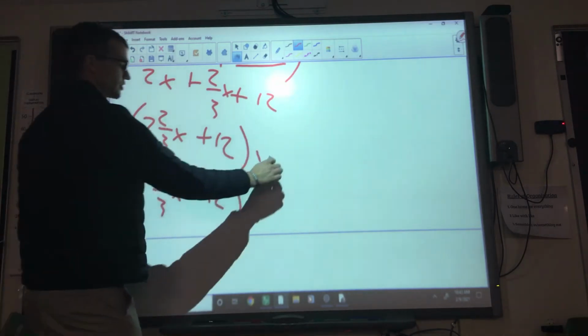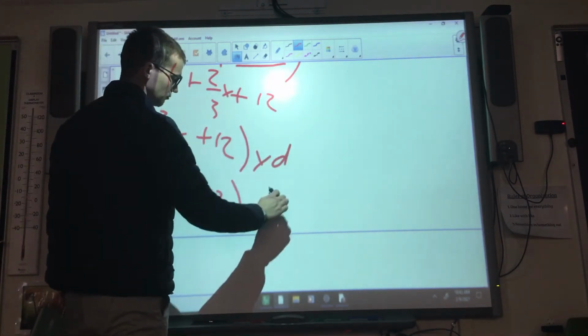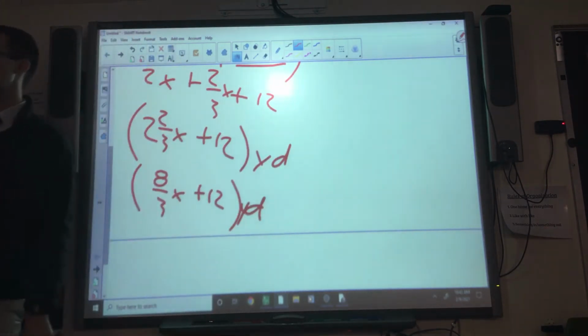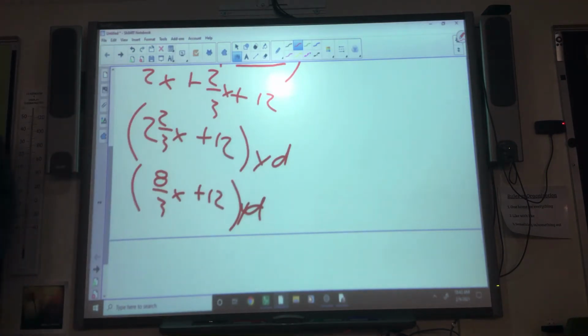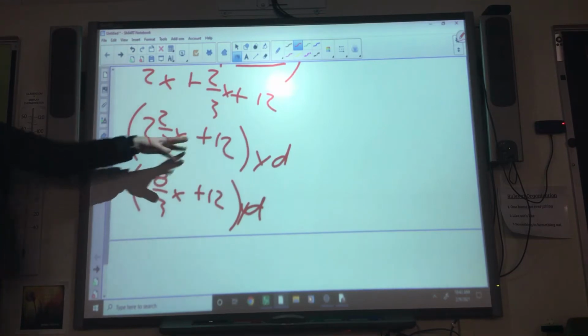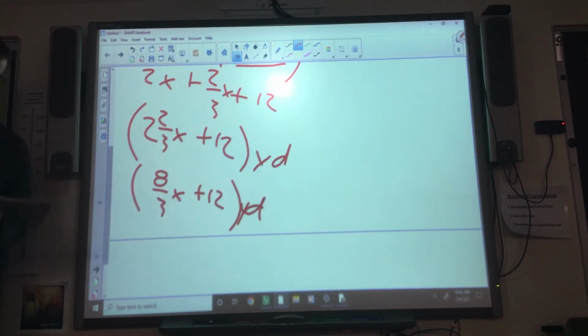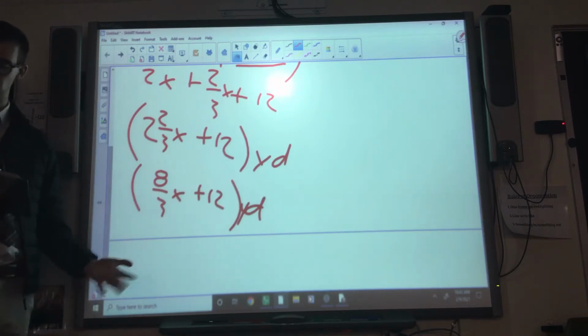Yards, because it's distance. It is one-dimensional. You weren't finding the area, you weren't finding the volume, you're finding the distance around the whole thing. So it's 2 and 2/3 x plus 12, or 8/3 x plus 12 yards. The book does use 8/3 x plus 12, but either one is fine.